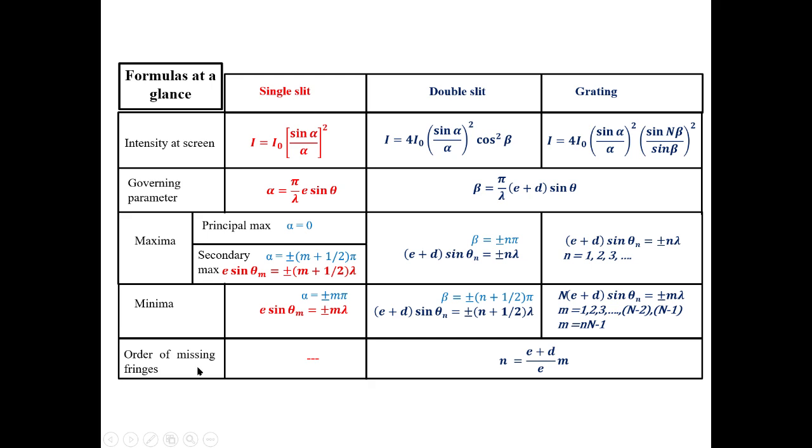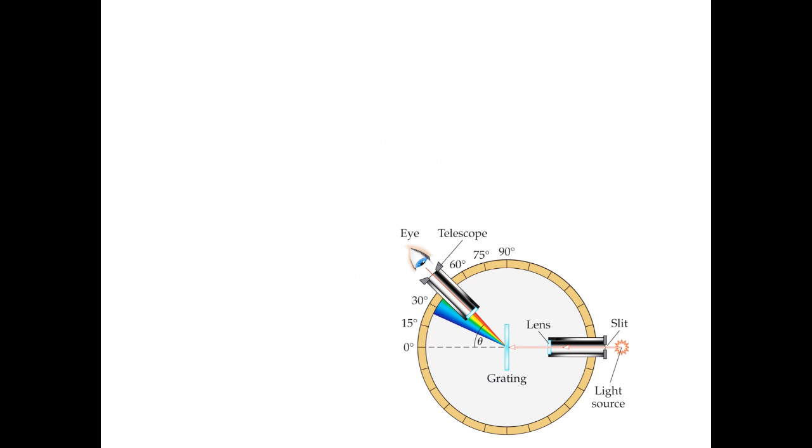The missing order of fringes are the same in double slit or grating, and that is given by small n equal to (e + d) divided by e multiplied by m. So this is an arrangement to get maximas by grating. Light is incident at the grating and various principal maximas are viewed with increasing diffraction angle.